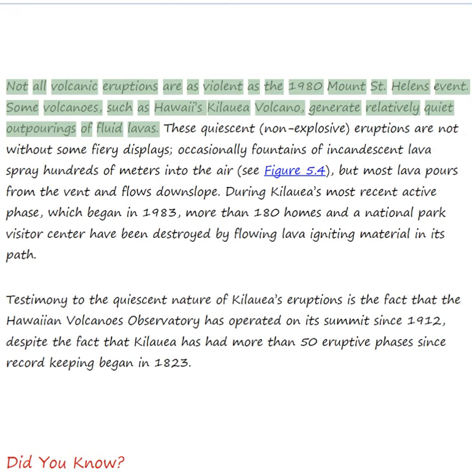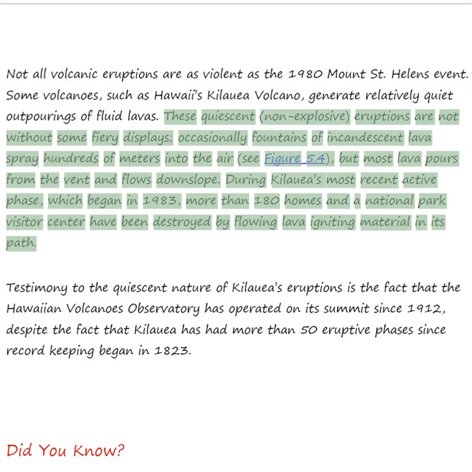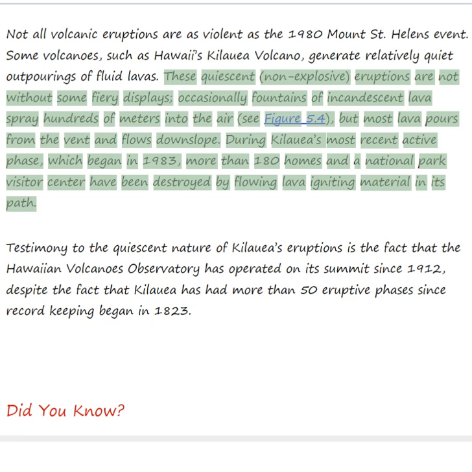Not all volcanic eruptions are as violent as the 1980 Mount St. Helens event. Some volcanoes, such as Hawaii's Kilauea volcano, generate relatively quiet outpourings of fluid lavas. These quiescent eruptions are not without some fiery displays. Occasionally fountains of incandescent lava spray hundreds of meters into the air, but most lava pours from the vent and flows downslope. During Kilauea's most recent active phase, which began in 1983, more than 180 homes in a national park visitor center have been destroyed by flowing lava igniting material in its path.